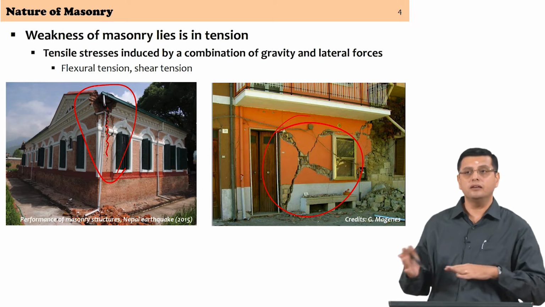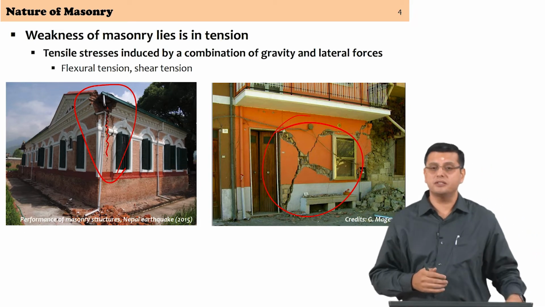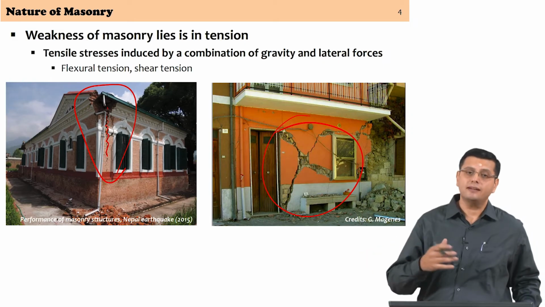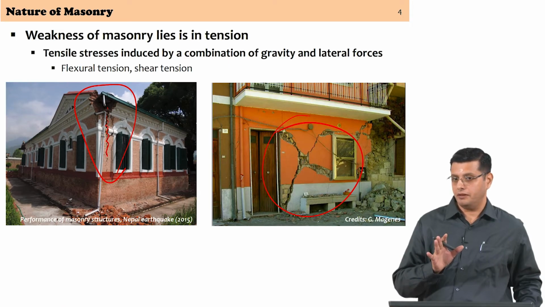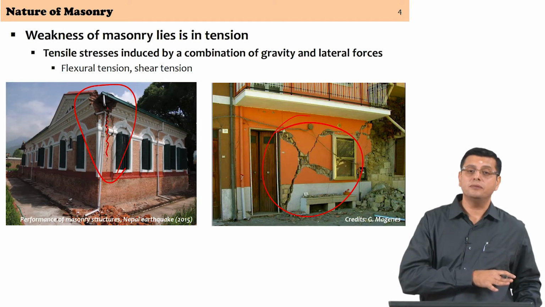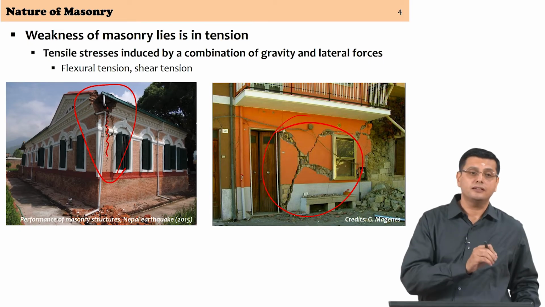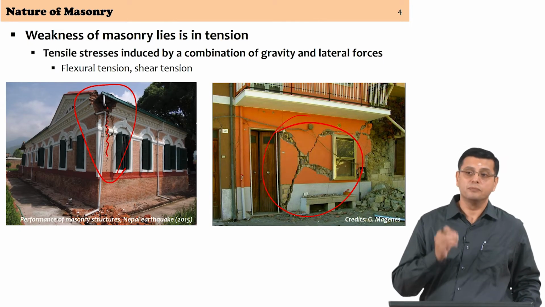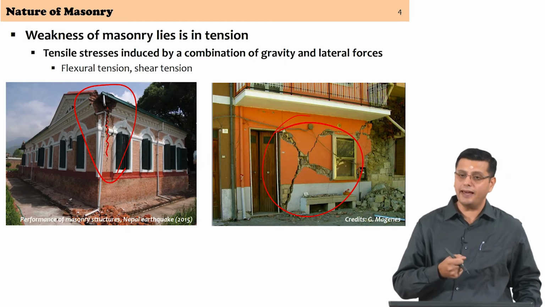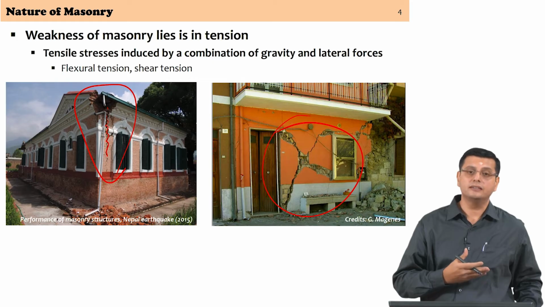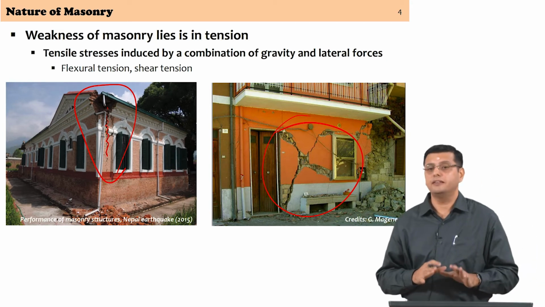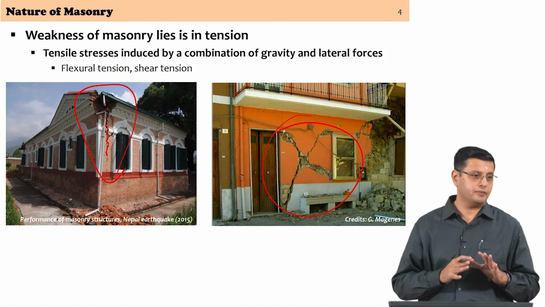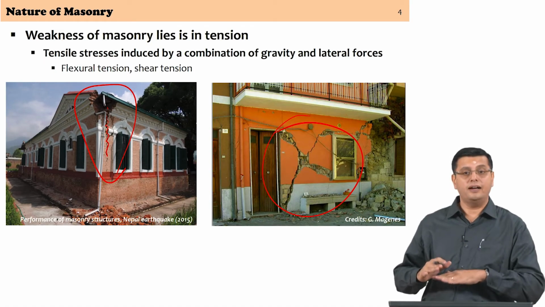So, the difference between the two pictures that you see here: the one on the left tells you that crack formation within a wall happens rather easily. The picture on the right, on the other hand, tells you that separation between orthogonal walls, simply because you do not have a tensile resisting material there, can happen rather easily when you have significant seismic forces, in fact even moderate seismic forces. So, this is definitely the limitation of masonry.